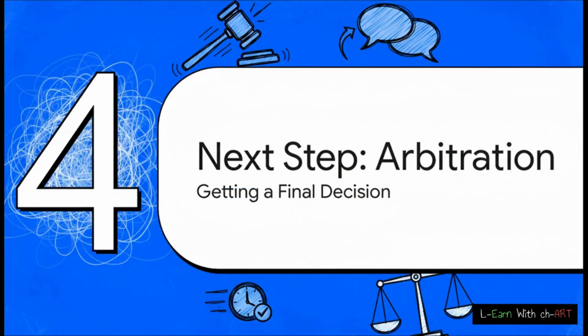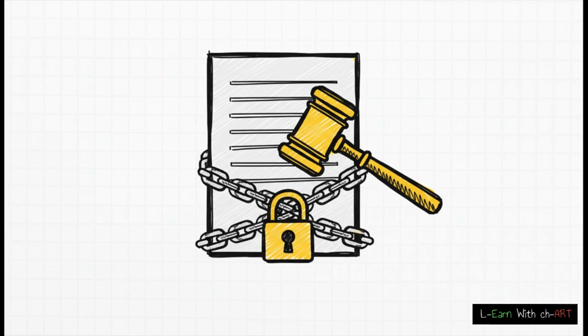But what if talking it out doesn't work? What if you just can't agree? Well, that's when the process moves to the next stage, arbitration. This is where you get a final, concrete decision. Now, this is totally different from conciliation. This isn't about negotiating a settlement anymore. In arbitration, a neutral expert, the arbitrator, listens to both sides and then issues a final, legally binding decision. It's called an arbitral award.